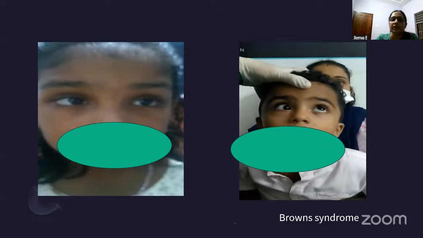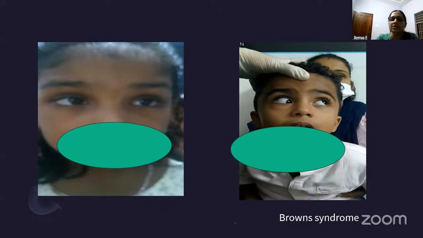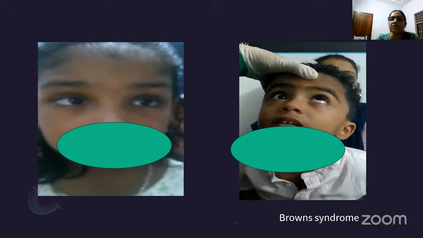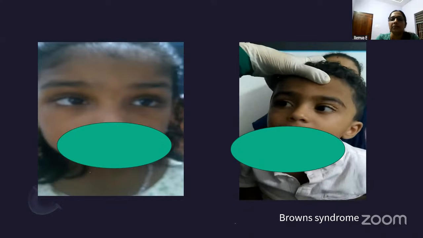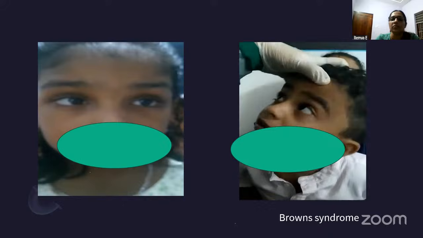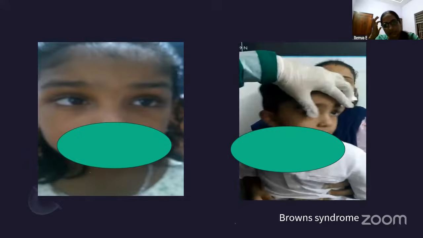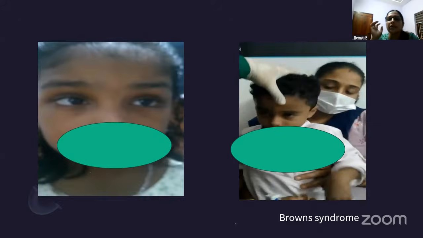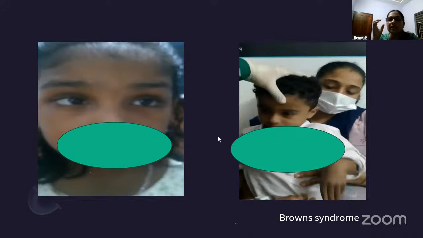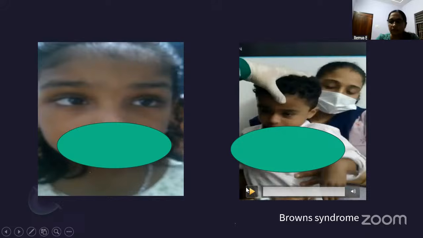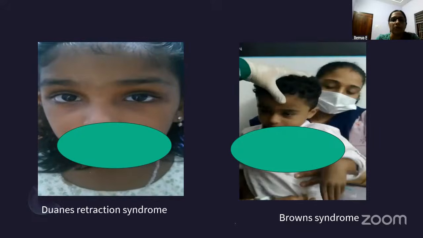Similarly, this boy. I don't know whether the video has. Yeah, you can see there is limitation of elevation in adduction, but it looks almost normal in abduction. So this is Brown syndrome because the superior oblique tendon sheath is not relaxing when the child is looking up in adduction. So these are cases of restrictive strabismus.